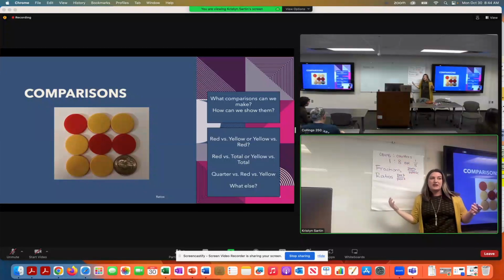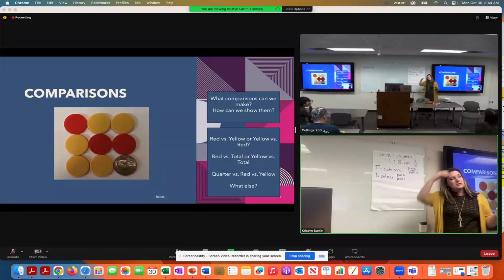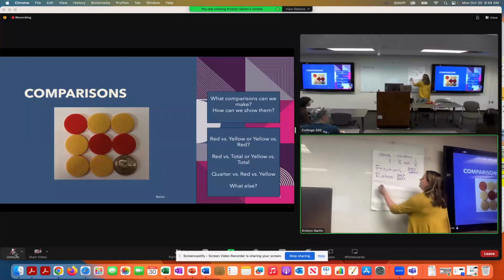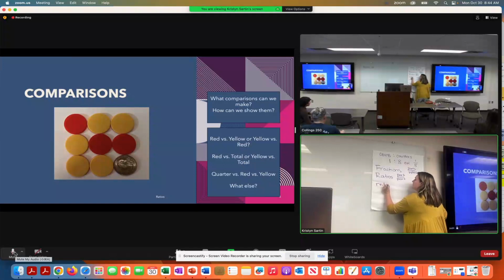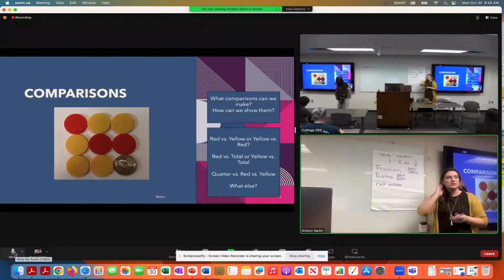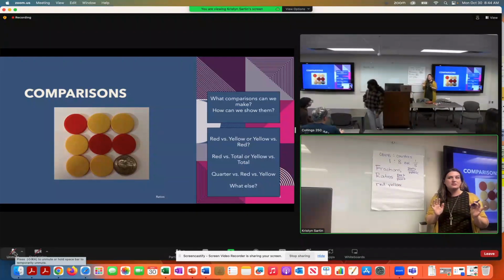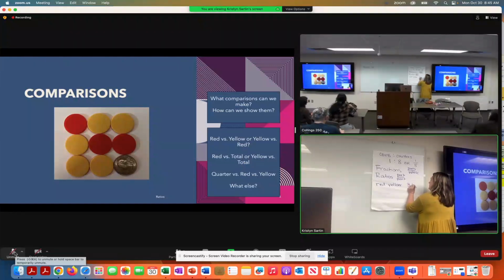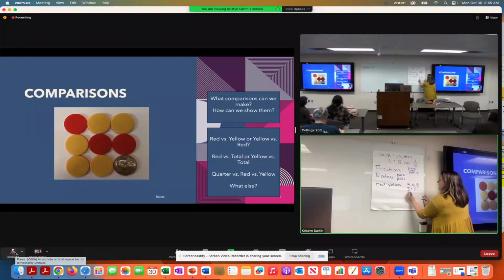What else could we compare with the image though? Can you say it a little bit louder? Red to yellow, okay? I say 3 things, red to yellow to coins. Okay, so what is the comparison of red to yellow? 3 to 5? 3 to 5, or I could write it as 3 to 5.